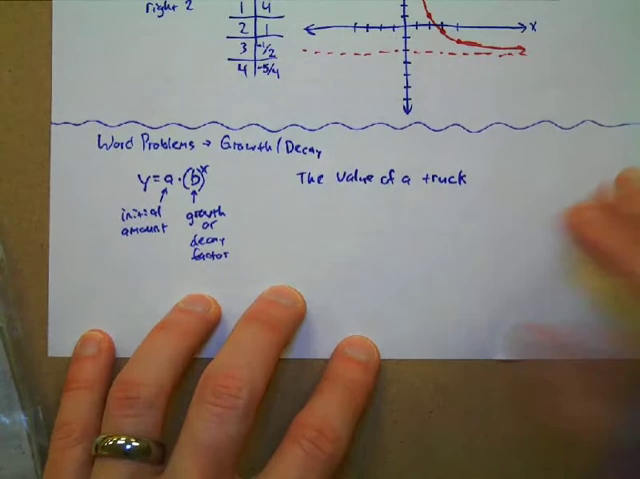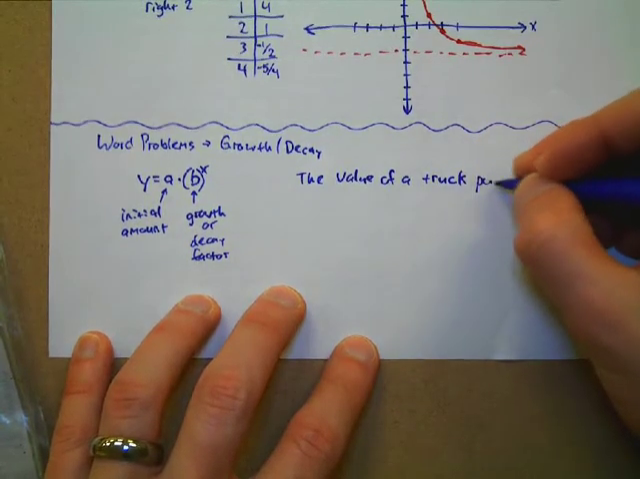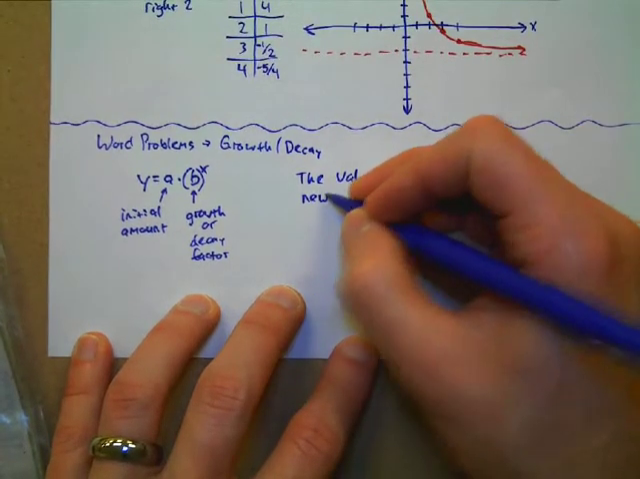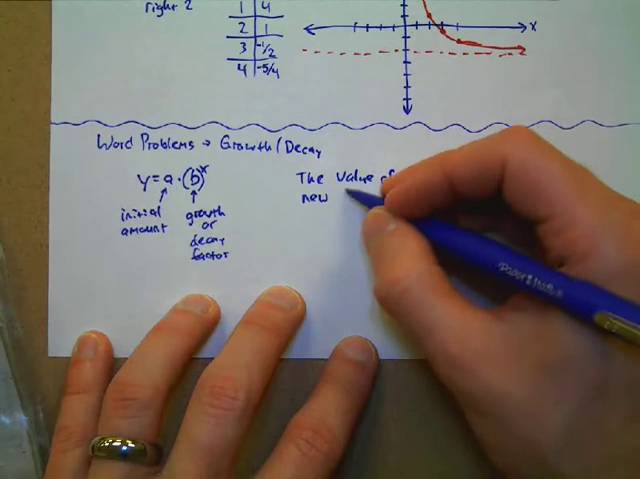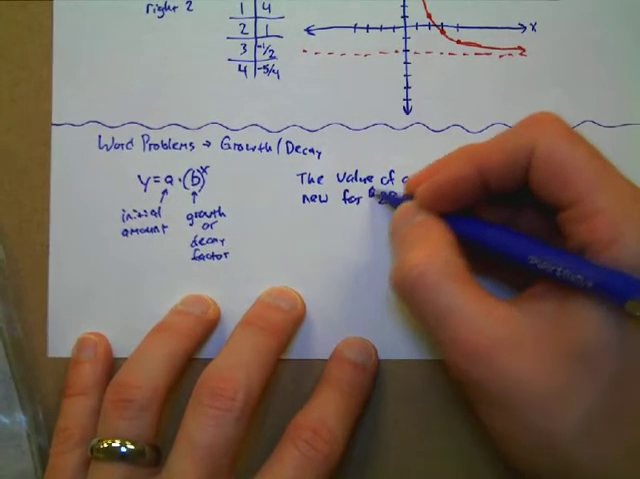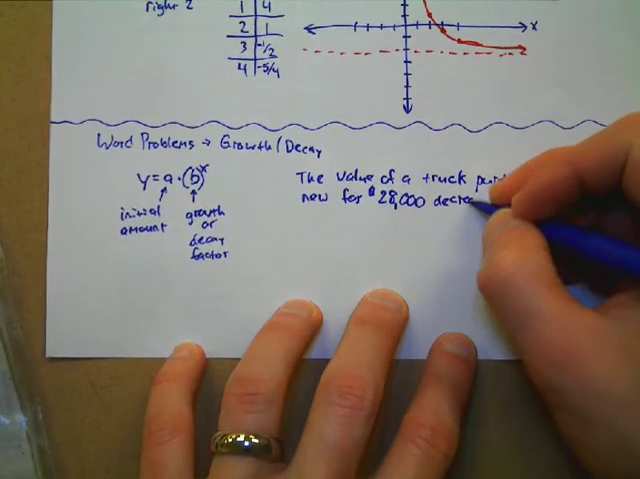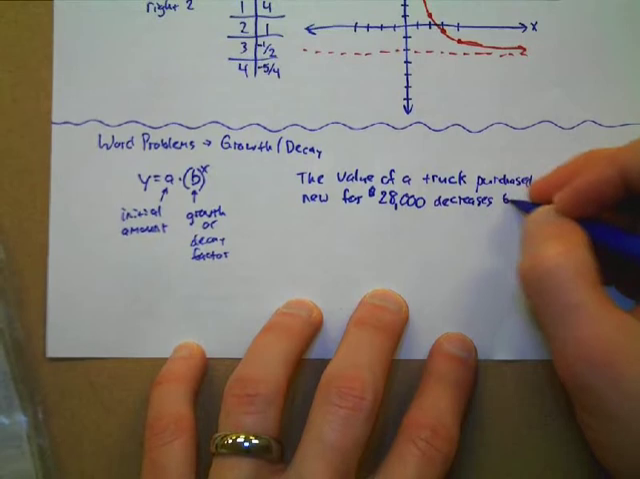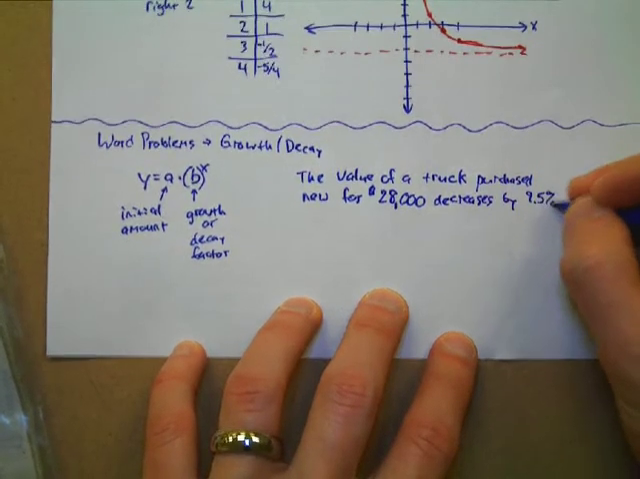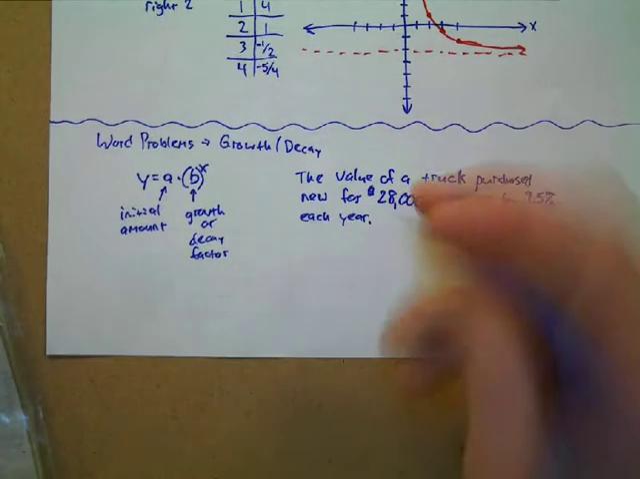Okay, and let's just say purchased new for $28,000. Does $28,000 buy you a truck nowadays? I don't even know. Okay, the value decreases by 9.5% each year.